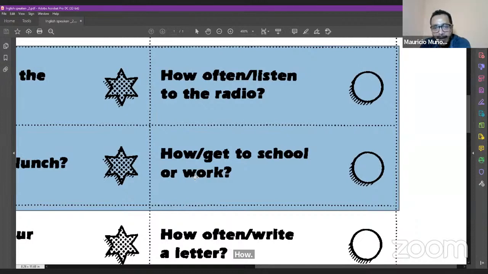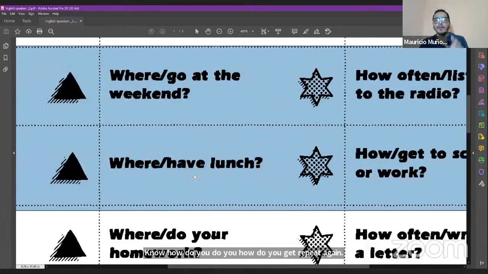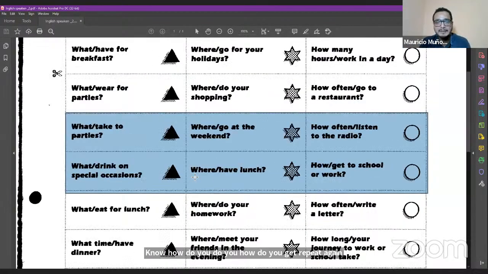How. That's pronounced how. How does your work? Okay, don't forget. La secuencia es do you. How do you get to school or work? Repeat, please. How get... No. How do you? How do you get? Repeat again. How do you get to work? Correct. No se olvide, por favor, es do you para hacer preguntas.